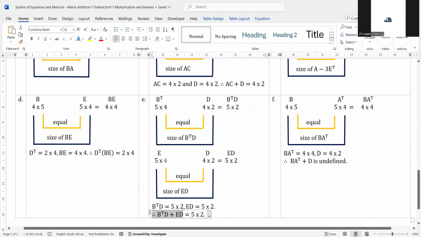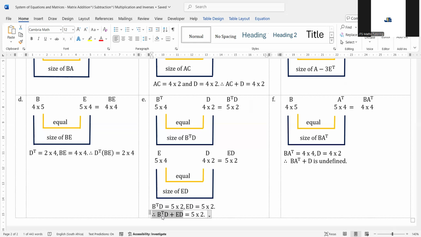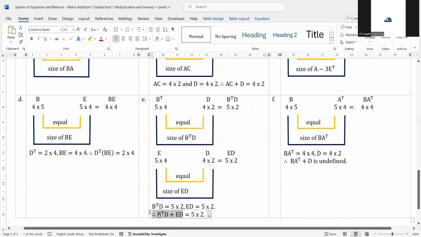E is a 5x4. D is a 4x2. The number of columns in E is equal to the number of rows in D. So it is defined, it's a 5x2. So we wanted to prove whether this is defined. We know two matrices can only be added together if they are of the same size. So B transpose D is a 5x2 and ED is a 5x2. Then this proves that B transpose D plus ED is defined, and the resulting matrix is a 5x2.